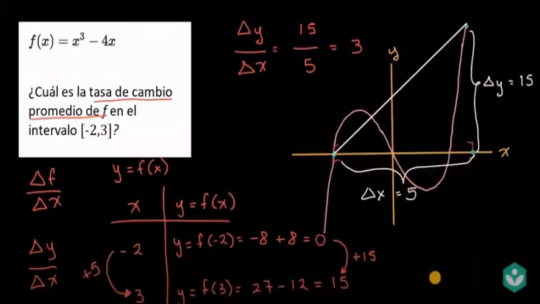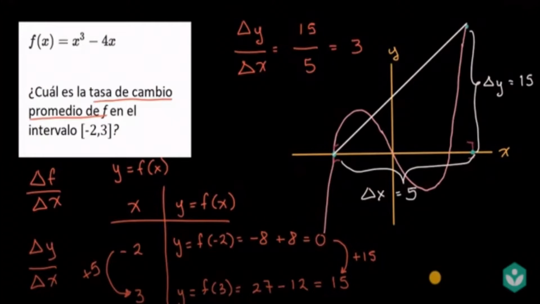The 0 goes to 15, so there is a positive 15 increase in y, and the change in x went from minus 2 to 3. So the change in x is 5. So the average rate of change of the function y with respect to x in this interval is equal to 3.